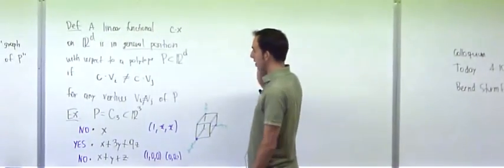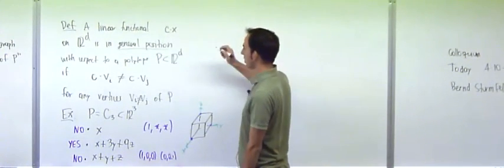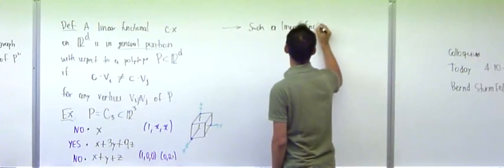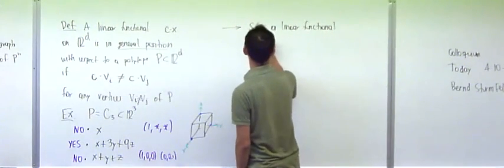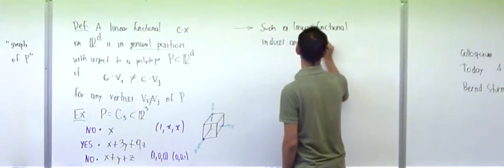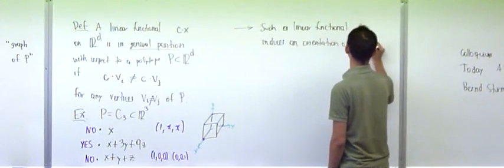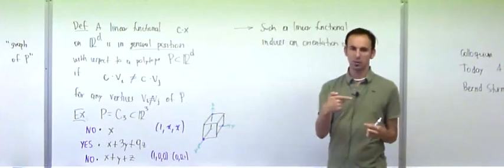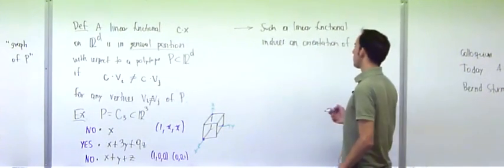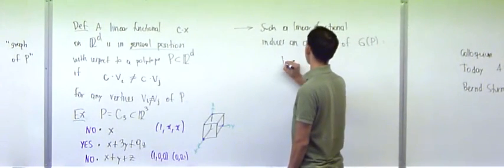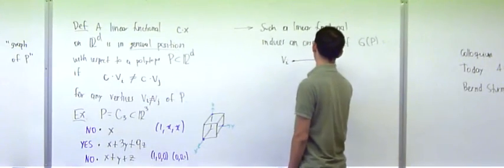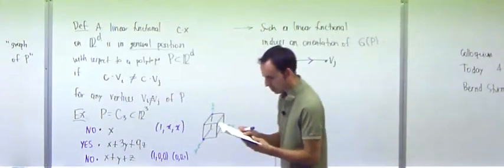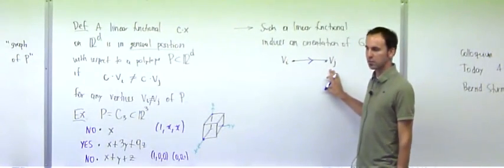Now, if I have a linear functional that is general, such a linear functional is going to induce an orientation of the graph. And when I say an orientation of the graph, I mean that I'm going to take each edge and I'm going to say it either points to one direction or points to another direction. So I'm going to assign an arrow to it. And what I'm going to do is I'm going to say that the edge from Vi to Vj is going to be directed from the smaller to the larger vertex according to this linear function.